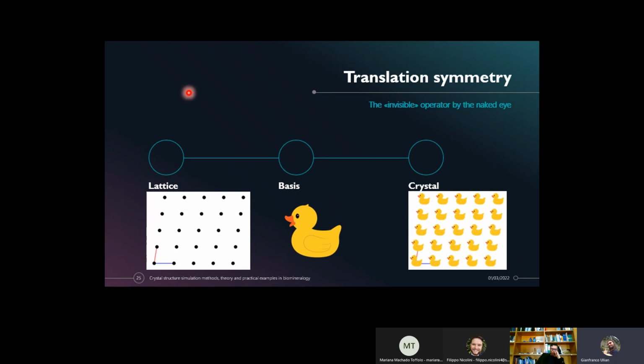So let's summarize this concept. We have the lattice here, the two-dimensional lattice. Let's take the basis here, this duck. We apply the lattice and the basis, we sum them, and we obtain the crystal. So here we have the repetition of ducks in the space. Crystals are made in this way. Okay. If you have any question, please stop me.